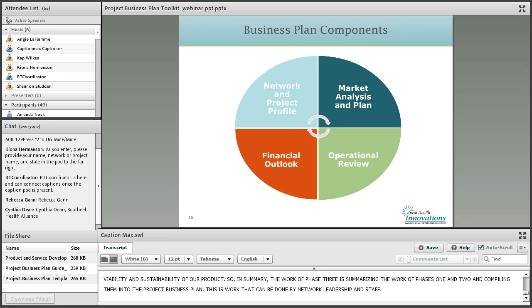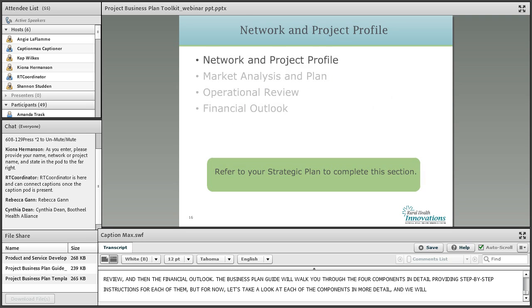Remember that the purpose of the business plan is twofold. Number 1, it's to convince external stakeholders and readers of ongoing viability of your network or project. And 2, it'll illustrate the interconnections between all of your plans. This is why we use a systems approach, so that we can better understand and also see the viability and the sustainability of our projects. So in summary, the work of phase 3 is summarizing your work from phases 1 and 2, and then compiling them into the project business plan. And this is work that can be done by network leadership and staff.